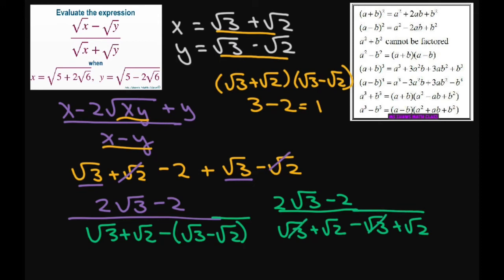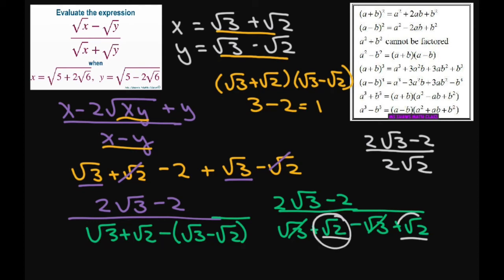Now let's see what we can do. We have 2 of these. So basically we have 2 square root of 3 minus 2 divided by 2 square root of 2, because we have 2 of these. Now, the thing is we're going to have to rationalize the denominator there. So let's do that. We're almost done. So we have 2 square root of 3 minus 2 divided by 2 square root of 2. So when you rationalize the denominator, you multiply the numerator and the denominator by square root of 2. So the denominator is just going to be 2 times 2.